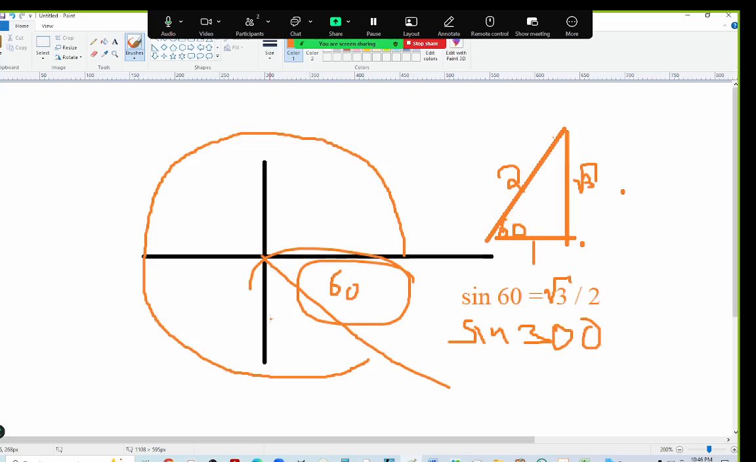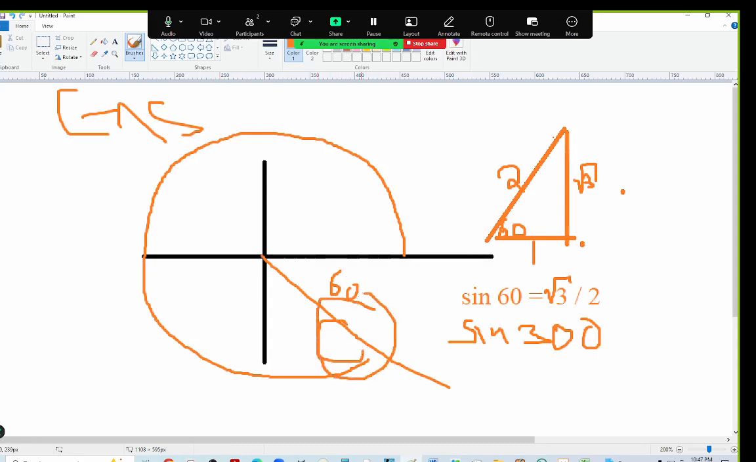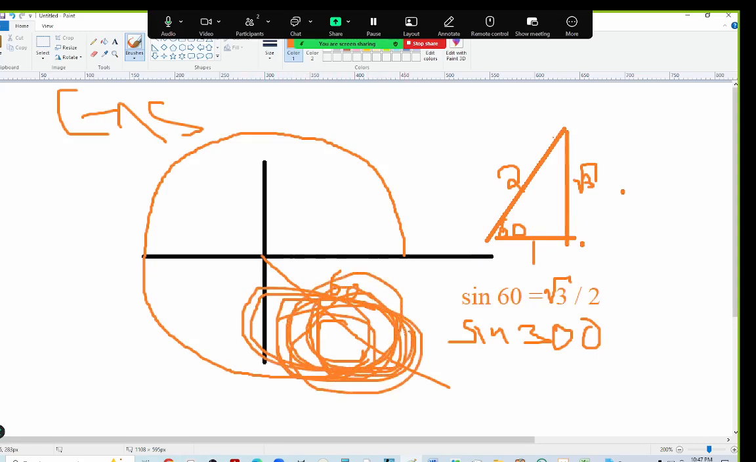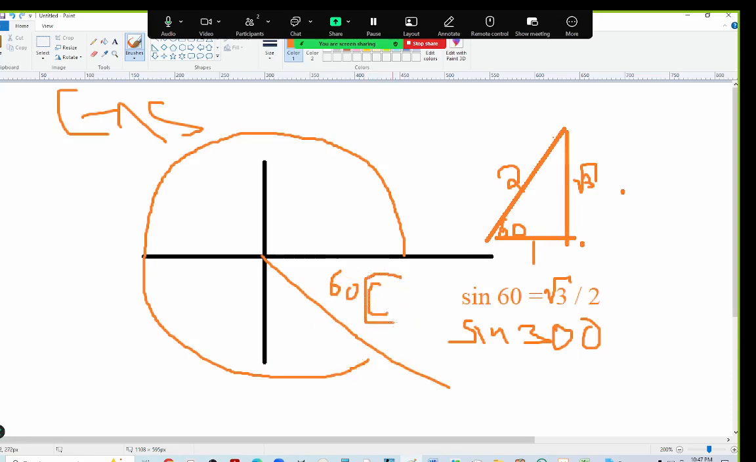What quadrant are we in? 4. So what letters would I put in terms of CAST? C. That means what is always positive in this quadrant? What does C stand for? Cosine, that's right. Is this cosine? No. So that means we should put negative. There you go. That's worth half a mark. You'll lose half a mark. Okay. So that means sine 60 is positive square root of 3 over 2, but sine 300 is negative square root 3 over 2. Okay. Good? Makes sense?